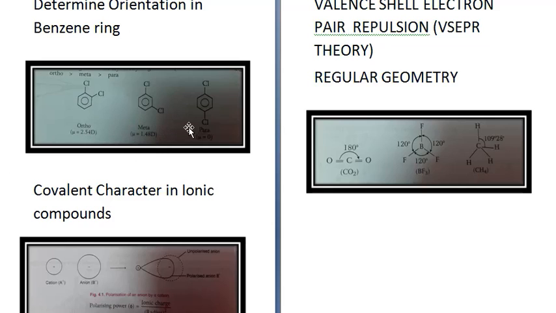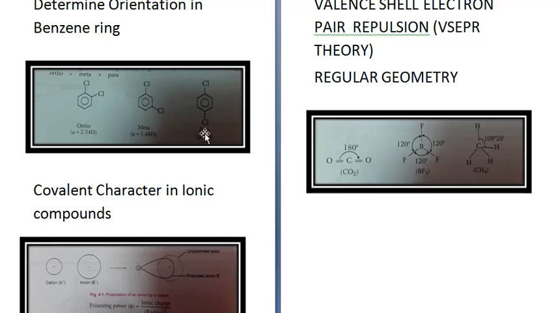And in para, where the attachment is on the first and the fourth, dipole moment is 0 because it is symmetrical. So para compounds have the least dipole moment.